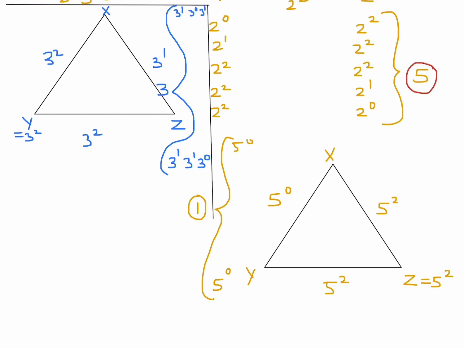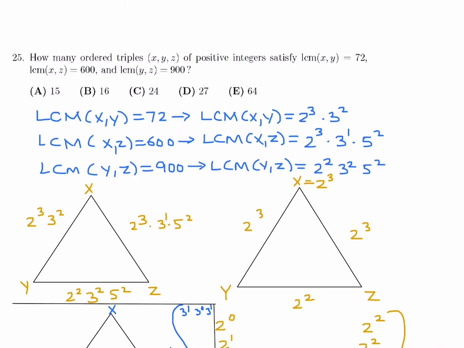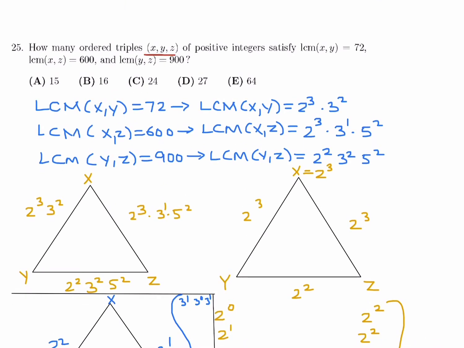5 number of cases for the 2's, multiply that by 3 cases for the powers of 3, and multiply that by the 1 case for powers of 5. And 5 times 3 times 1, of course, is 15. And that is the total number of ordered triples, x, y, z, that satisfy the conditions of the question. So number 25, the answer is A.